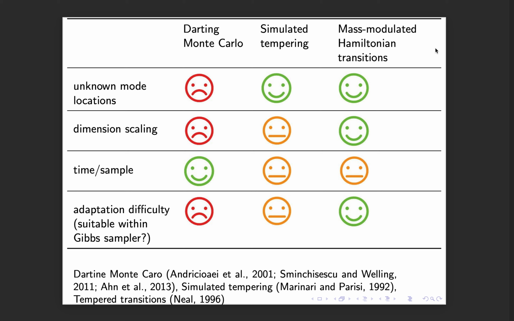Our mass-modulated Hamiltonian transitions are relatively simpler to tune in terms of the algorithmic parameters. This difference in adaptation difficulty makes a practical difference in the Gibbs sampler settings where the target distribution changes frequently.